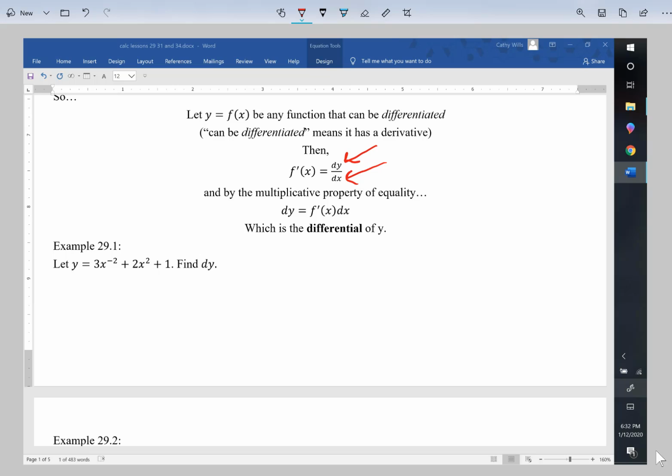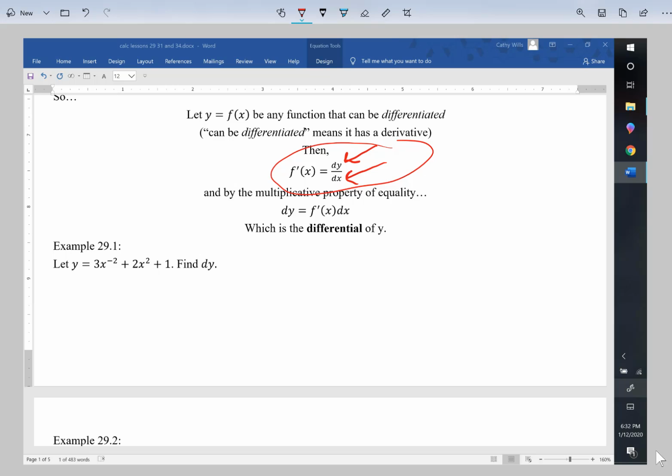And so by the multiplicative property of equality, the derivative, or the differential, what Leibniz called the differential, is dy. So you're multiplying both sides of this equation by the denominator on the right side, dx. So dy is equal to f prime of x dx, that's the differential of y.